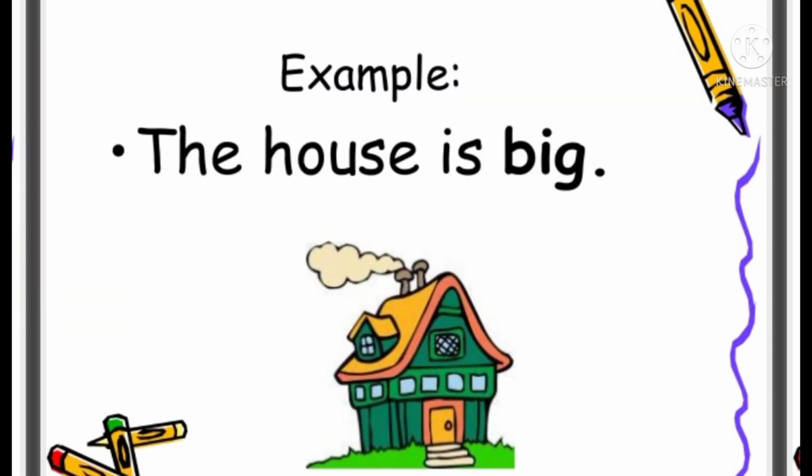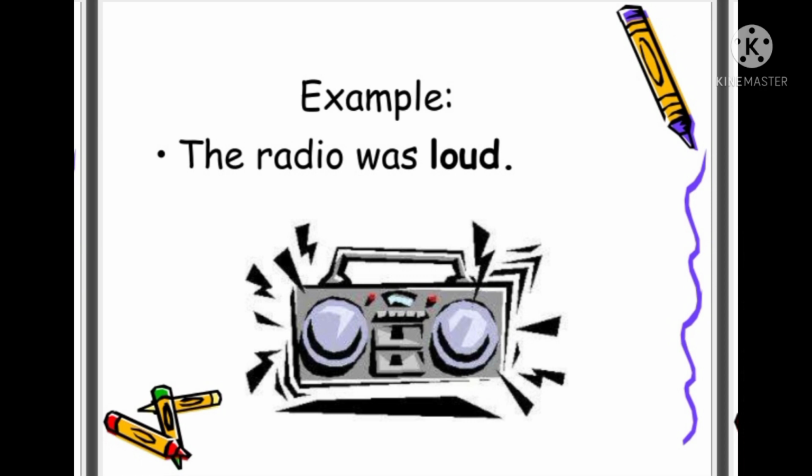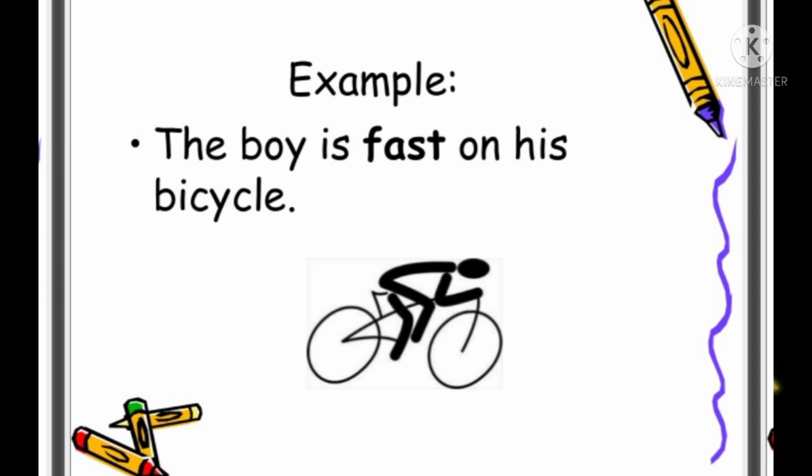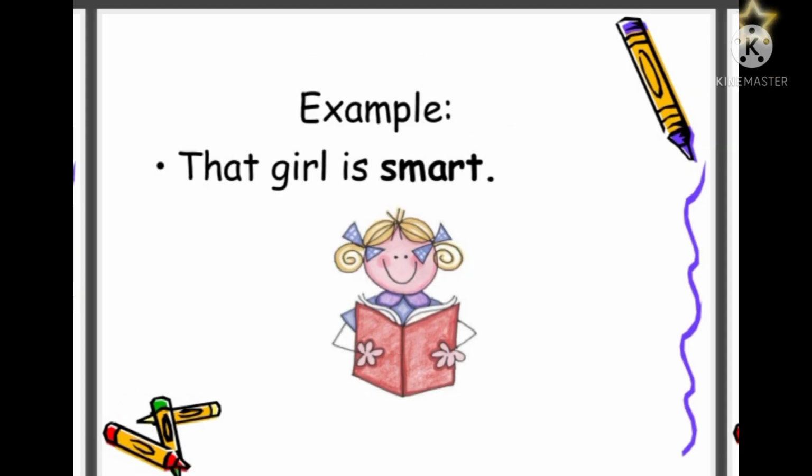Example: the house is big. There is no other house to compare. The radio was loud. The other example: the boy is fast on his bicycle. When we analyze these sentences, we are able to understand that there are no other things to compare here. We are only making a statement. The girl is smart. The radio was loud. There is no other radio to compare. So we call it positive degree of comparison. Simply using the adjectives, we term them as positive degree of comparison.